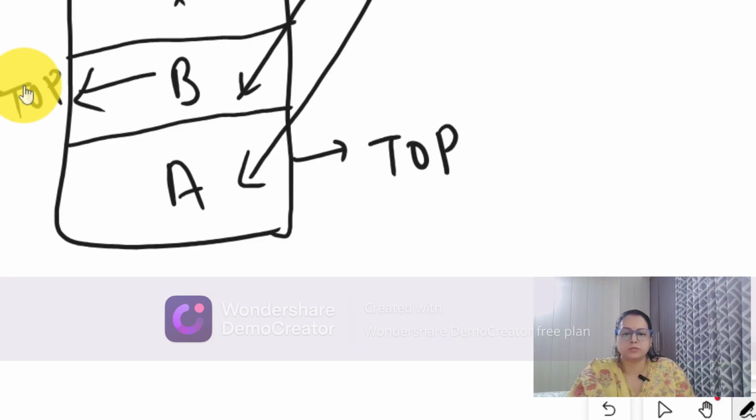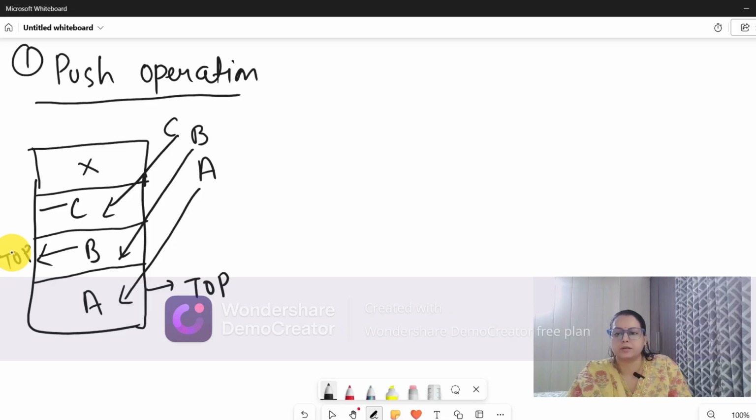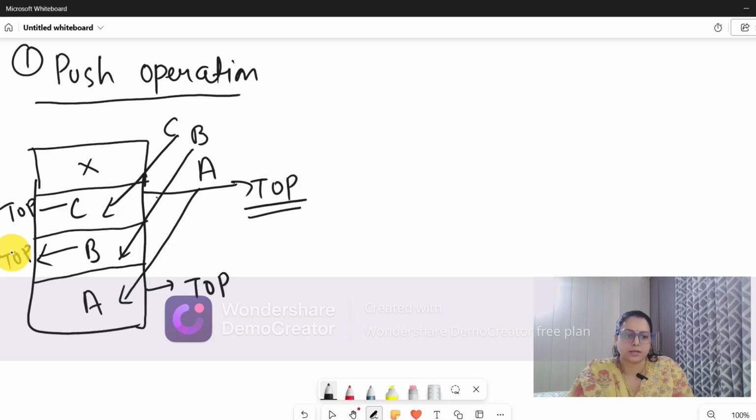C wants to come. Then what to do? This place will now be filled with the C, and the C will be the top element. So this is how the insertion takes place. The element recently placed in the stack is called the top element, if no further elements are above it, that is, the last element inserted is called the top element.